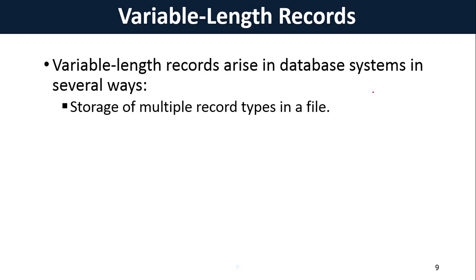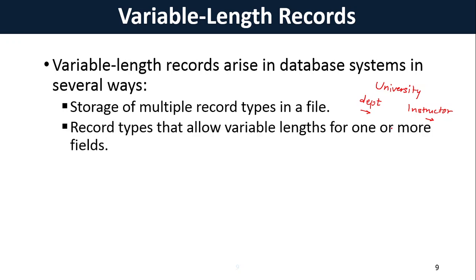Meaning, if we are referring to our university database, then it may happen that two different relations, say department and instructor. So obviously the size of a department record is different from the size of an instructor record. And if these two records of two different kinds are stored in a single file, then obviously we are having variable length records. Those are stored in a single file. So that is one reason.